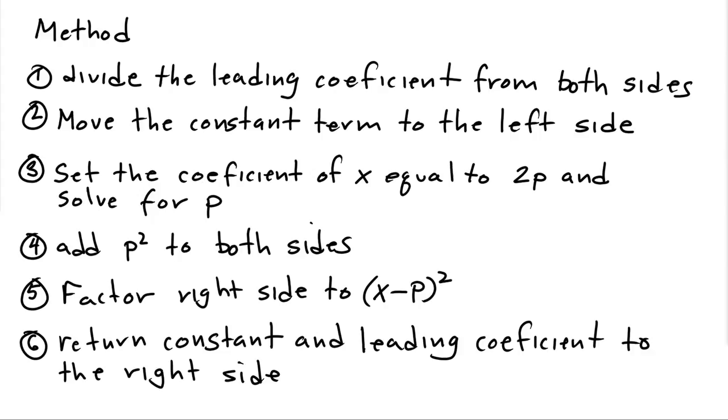Just in summary, the method you're going to use: you want to divide the leading coefficient from both sides, if there is one. You want to move the constant term from the left side to the right side. Set the coefficient of x equal to 2p and solve for p. Then square p and add p squared to both sides. Factor the right side into x minus p squared, and return the constant and the leading coefficient to the right side of the equation. You just follow those steps and you'll be able to complete the square.